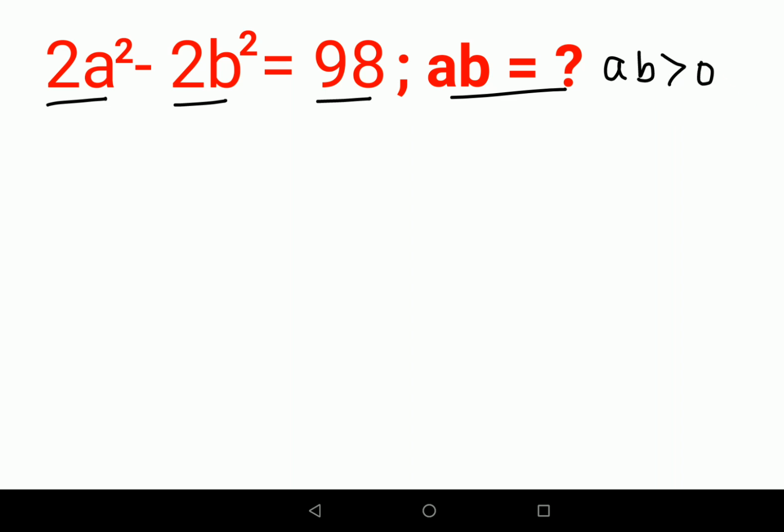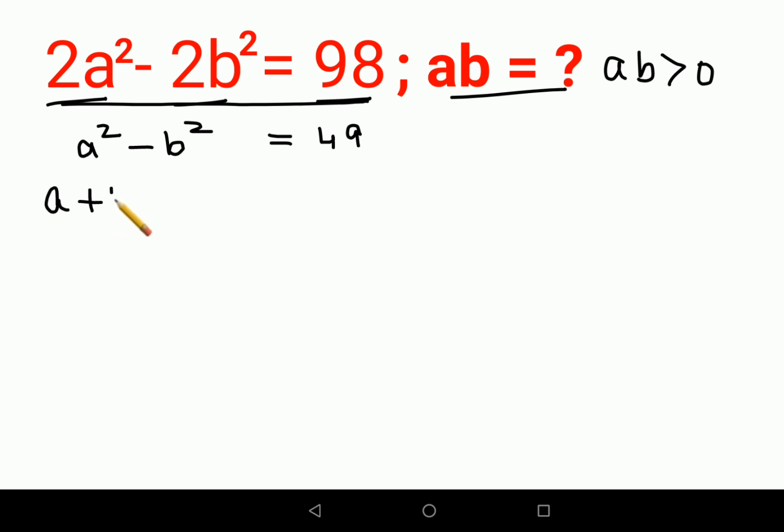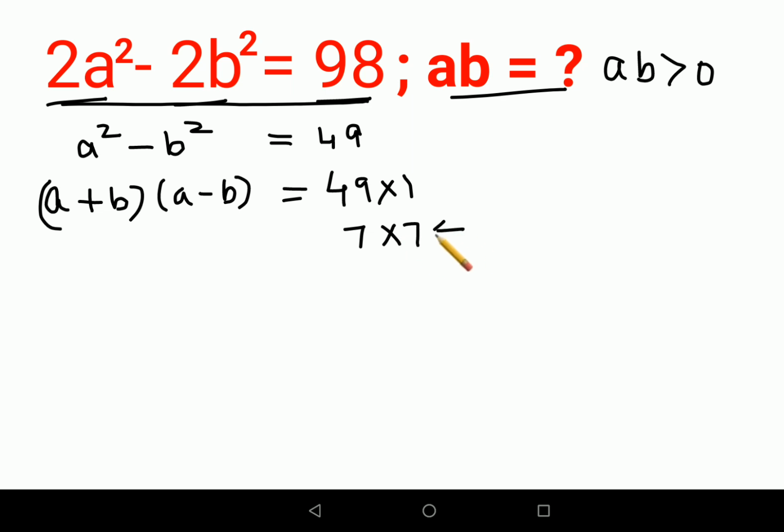So now what we will do in this kind of a scenario is that we'll first divide the entire equation by what? 2. So we'll get a² − b² = 49, and a² − b² can be expanded into (a + b)(a − b), right? And 49, we can write it in terms of factors. 49 × 1, and the other one will be what? 7 × 7. Now let's try and take 7 × 7 as the factor.